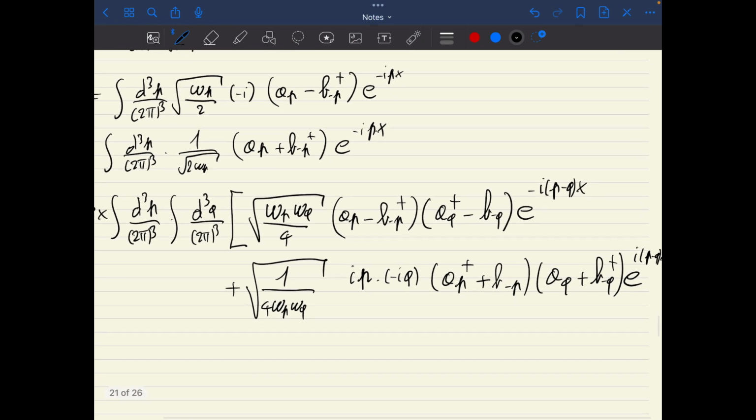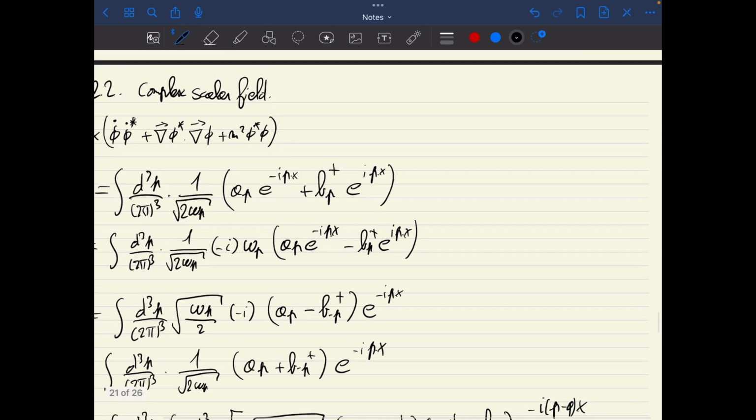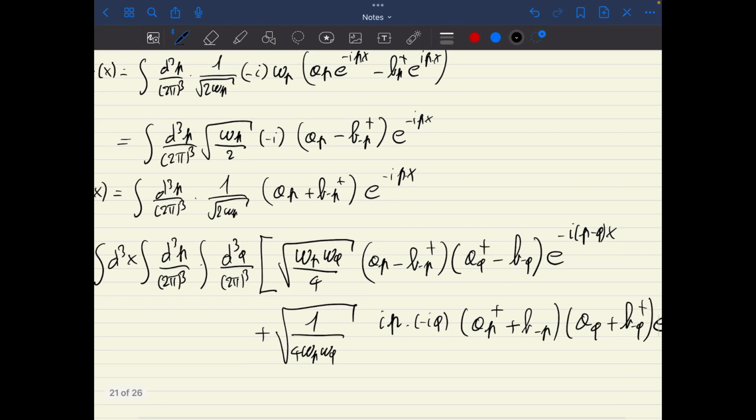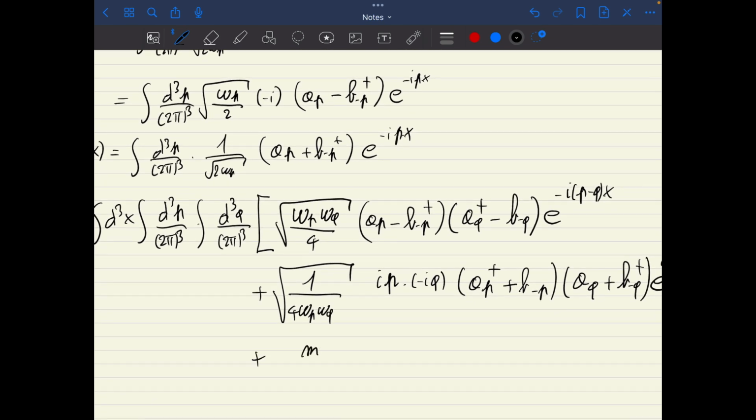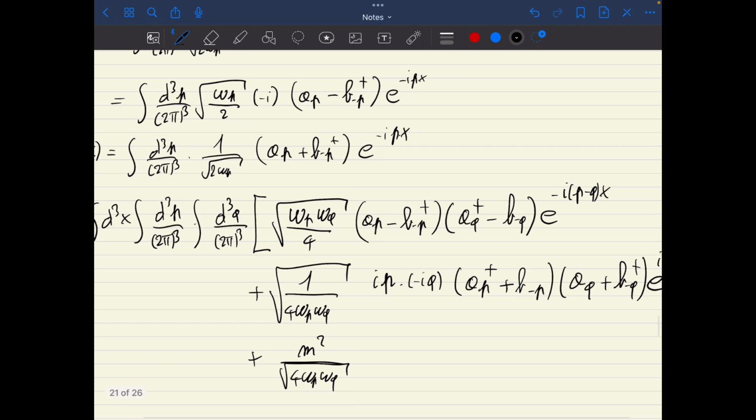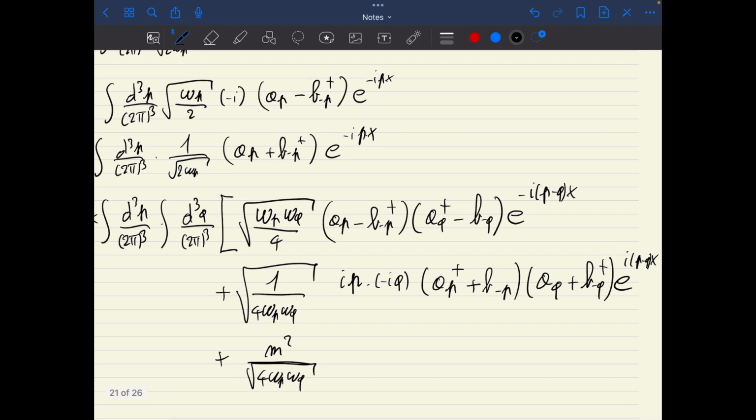Okay. And then we have the last term, which is just m squared phi dagger phi. So that's quite easy. That's just m squared over 4 omega p omega q, and the operator is actually the same as this one here.